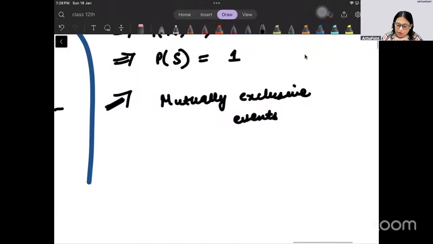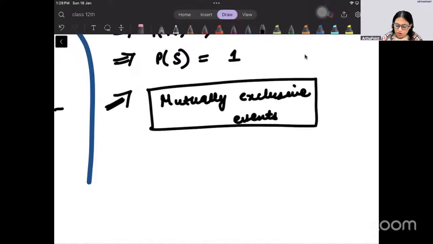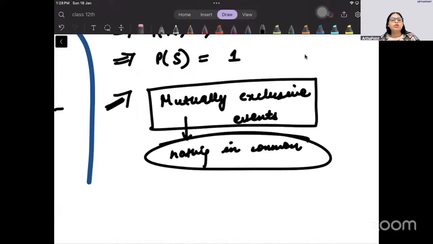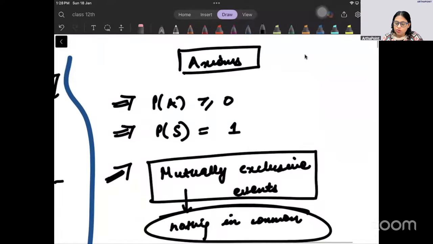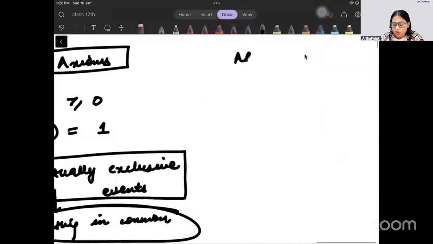Mutually exclusive events are those events which have nothing in common. Those events which have nothing in common can be called mutually exclusive. They exclude each other. And to understand mutually exclusive events, we can learn a bit about the algebra of probability.